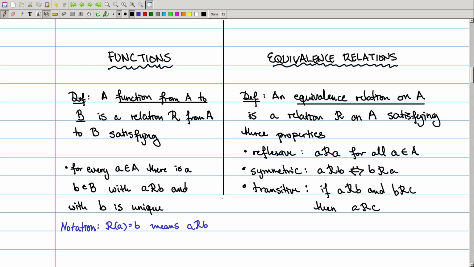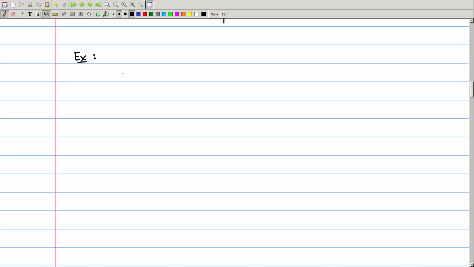In this class, we're going to deal with a lot of examples of equivalence relations, but let me give you maybe one or two starting out right now. Let A be the set of integers, which I'll denote by Z in the usual way. And I'll say that aRb if and only if a minus b is even.